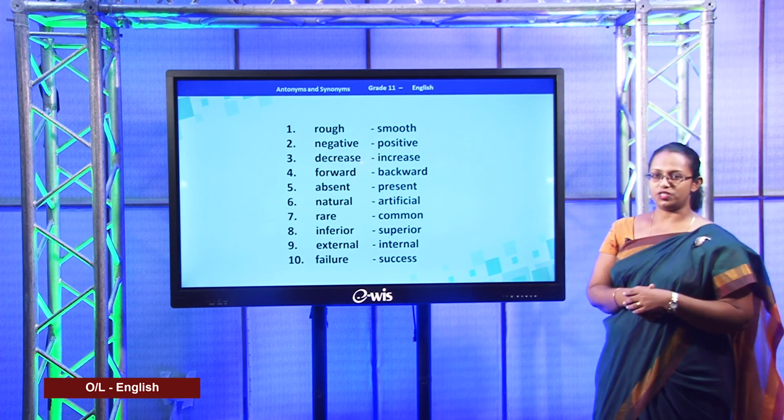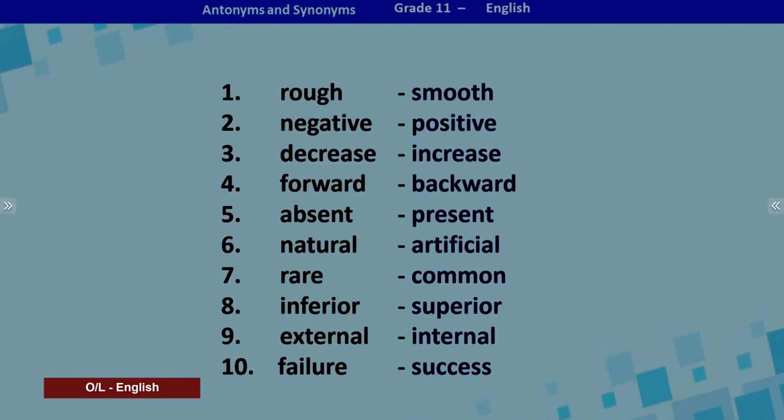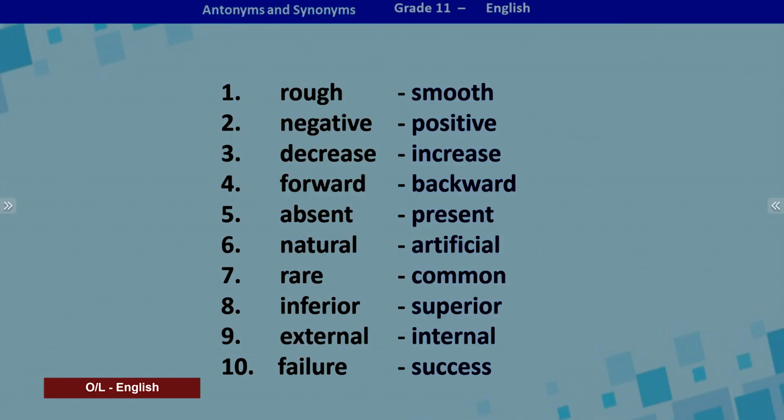Natural, artificial. We can decorate things or places using natural flowers as well as artificial flowers. So the opposite of natural is artificial. Next one, rare. Do you know the meaning of rare? If it is hard to find something, it is rare. If it is easy to find something, that is common. So the opposite of rare is common.